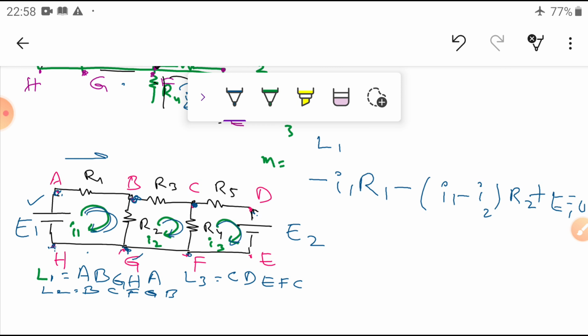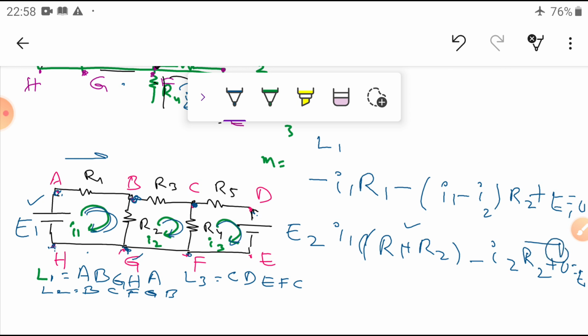By simplifying this equation, what is the value? I1 (R1 plus R2) minus I2 R2 plus 0, R3 is 0, is equal to E1. That is the first equation. Take the first equation.